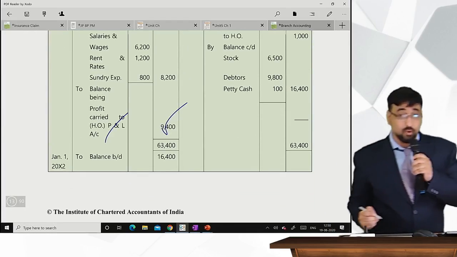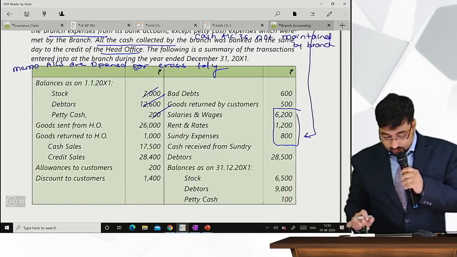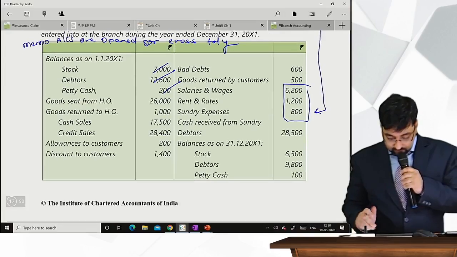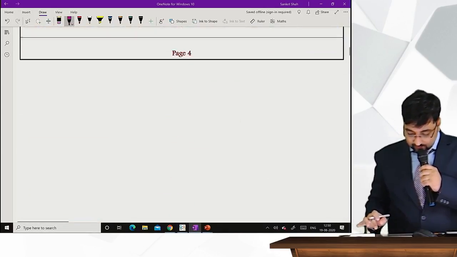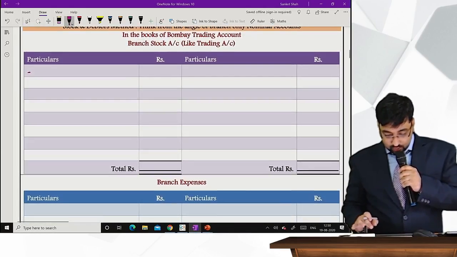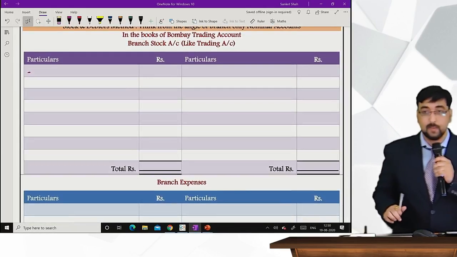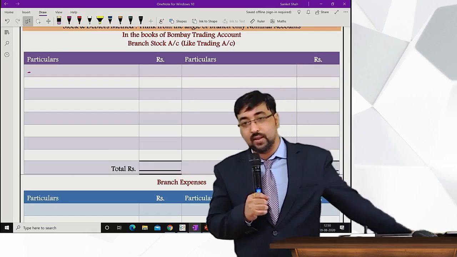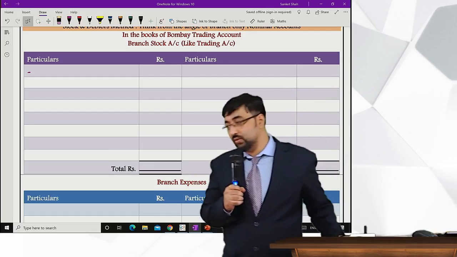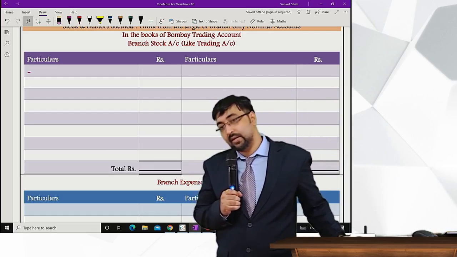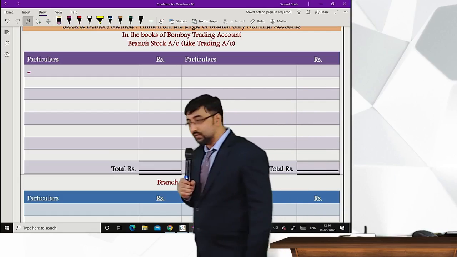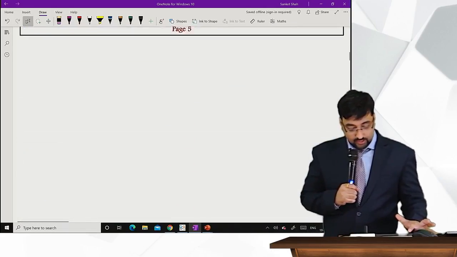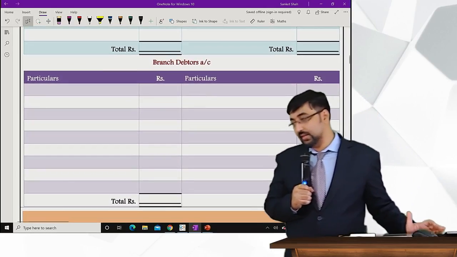Okay, so same problem we are going to solve by using stock and debtors method. Once again, stock and debtors method. Fast. So write down in the books of Bombay trading account. In the books of Bombay trading account, open first one, branch stock account, 8 lines. Then debtors account, second account is debtors account, 8 lines.